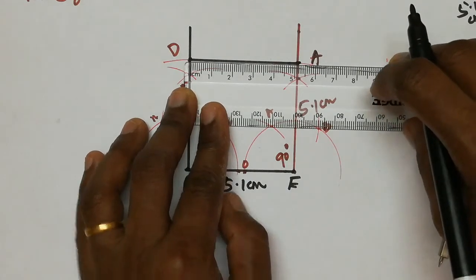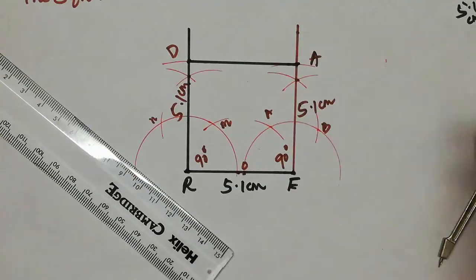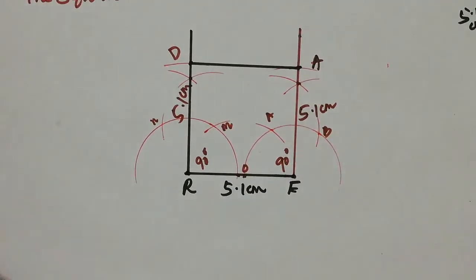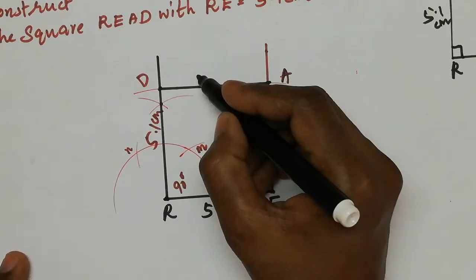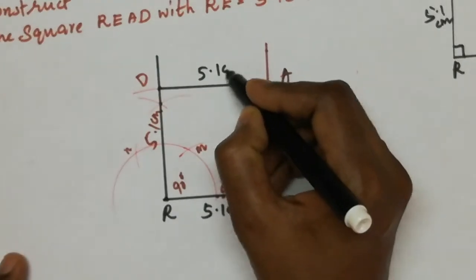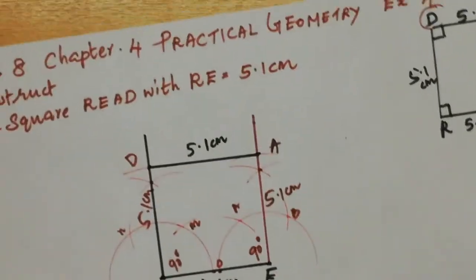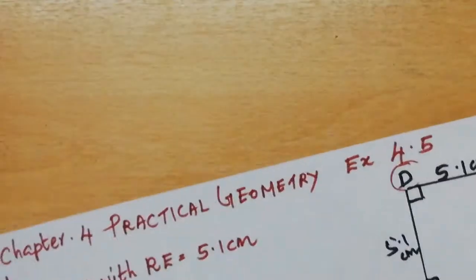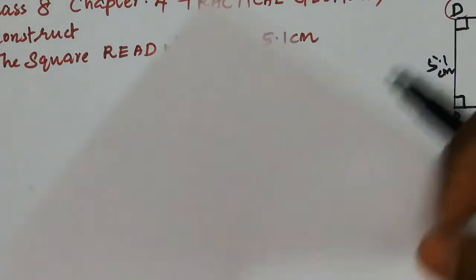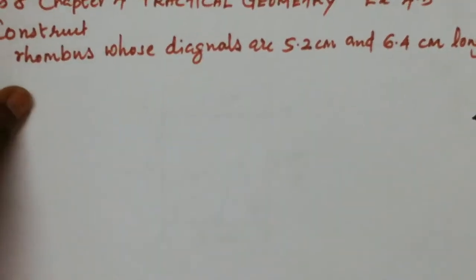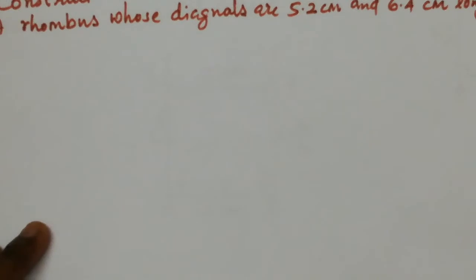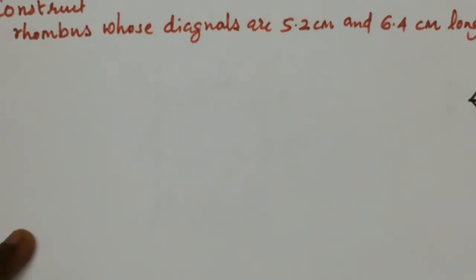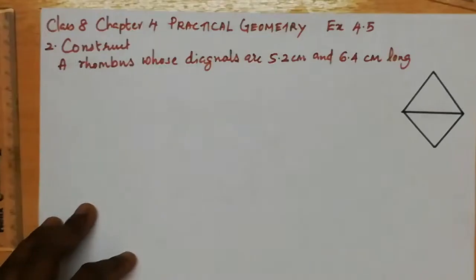Okay. I think all of you are clear with this construction. Square READ. Now here also we can name it 5.1 centimeter. Okay. Now we will do the next question. Question number 2 of the same exercise 4.5. Now we can read it.